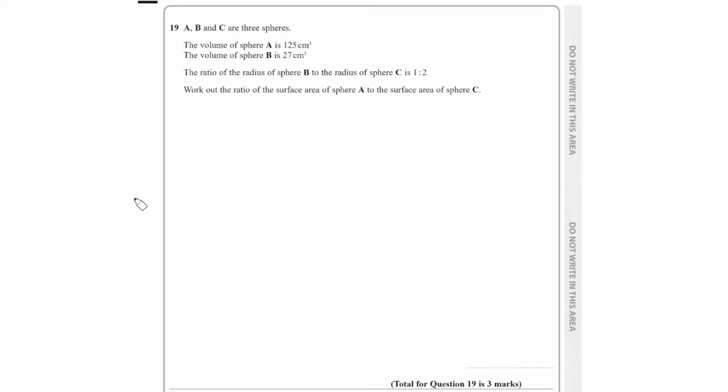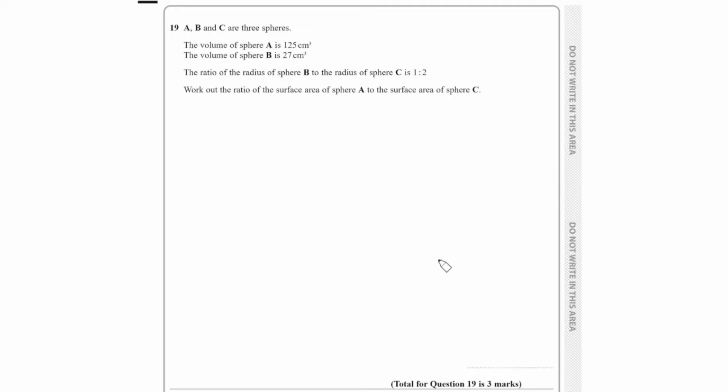Okay, question 19. A, B, and C are 3 spheres. The volume of sphere A is 125 centimeters cubed. The volume of sphere B is 27 centimeters cubed. The ratio of the radius of sphere B to the radius of sphere C is 1 to 2. Work out the ratio of the surface area of sphere A to the surface area of sphere C. So there's quite a lot going on there. This is just like that surface area to volume ratio type thing. It's actually kind of easy once you know what to do with it.